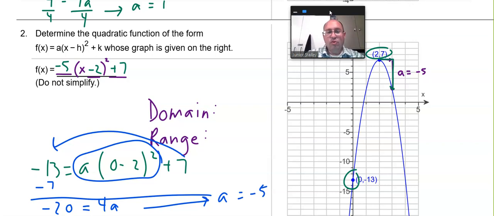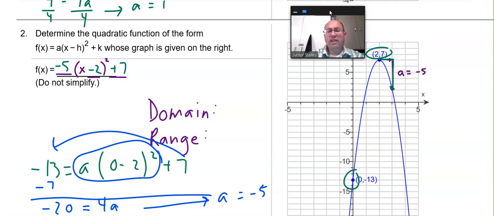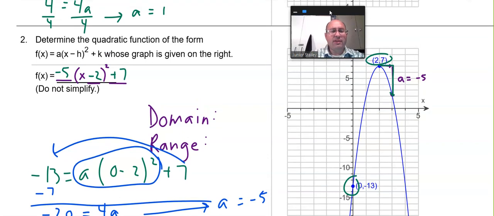Okay, moving on. Domain and range. I want to talk to you about domain and range. That's where you're talking about possible x's and possible y's. We've talked about this before. Just want to remind you.